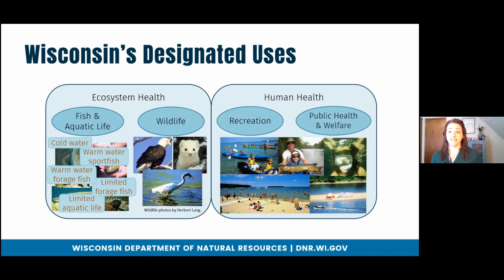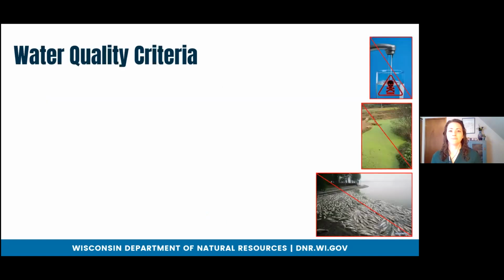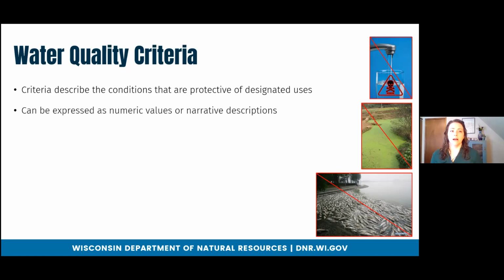So now I'm going to go to the second leg of our three-legged stool, which is water quality criteria. Water quality criteria describe conditions within a water body that are protective of the designated use. They can be expressed either as numeric values, which are a quantitative amount of a certain pollutant that's allowable in the water, or as a narrative description, which is usually a statement of an unacceptable condition in a water body.